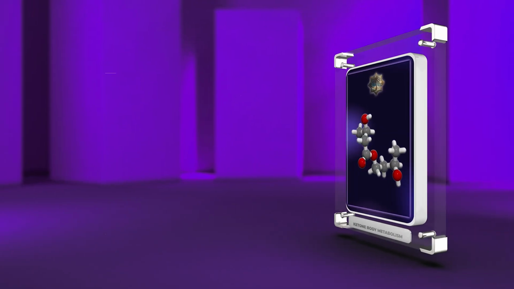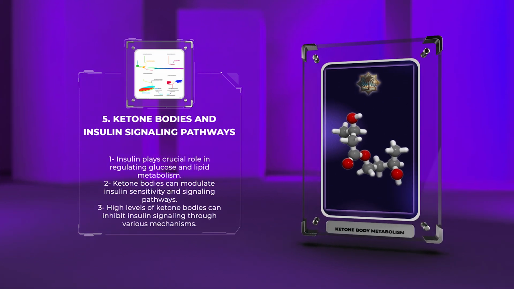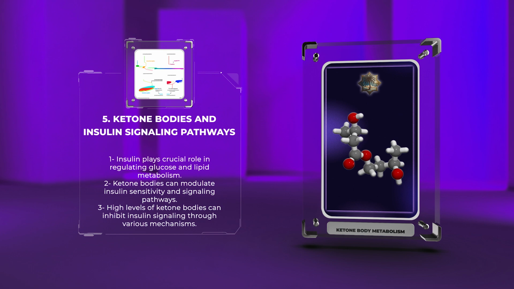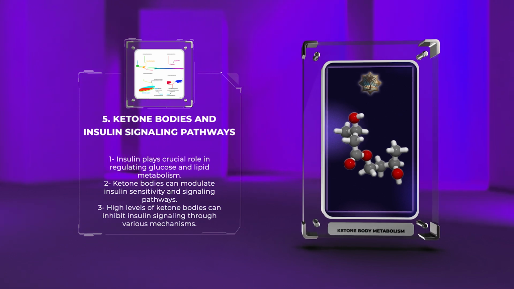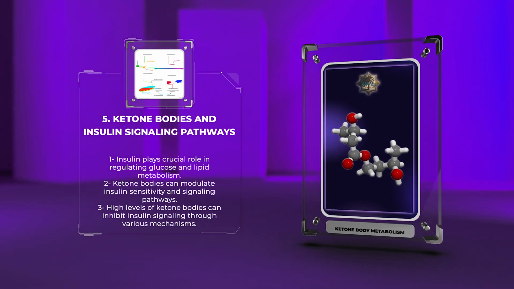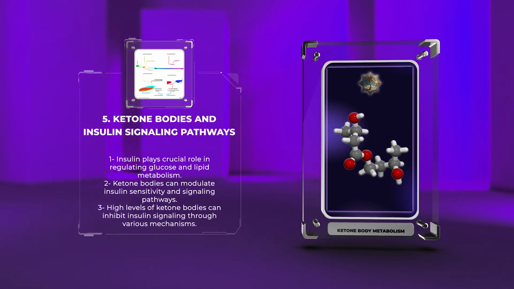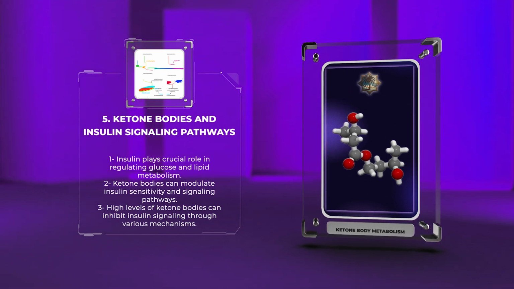Insulin, a hormone secreted by the pancreas, plays a crucial role in regulating glucose and lipid metabolism. Interestingly, ketone bodies have been shown to modulate insulin sensitivity and signaling pathways. High levels of ketone bodies can inhibit insulin signaling through mechanisms such as the activation of protein kinase C and the modulation of insulin receptor substrate 1 phosphorylation. Furthermore, ketone bodies themselves can act as signaling molecules, influencing cellular processes beyond their metabolic role.